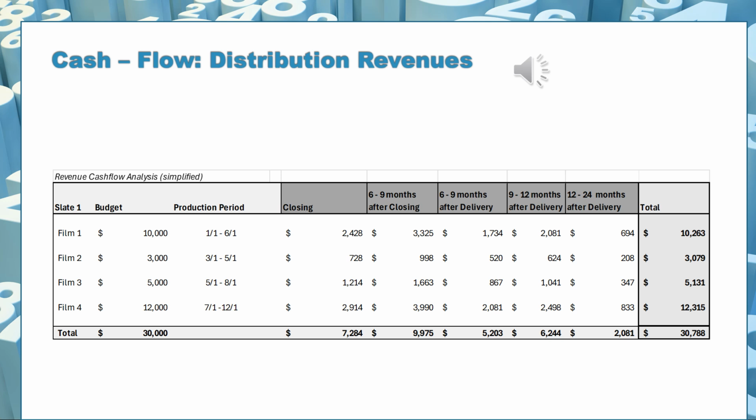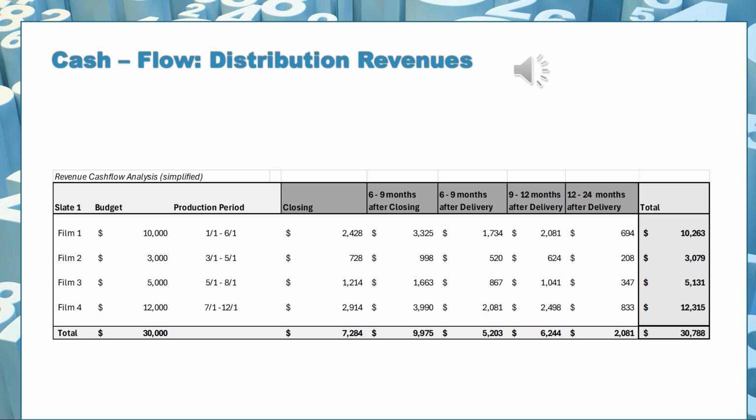9 to 12 months after delivery, we are generating $6,244,000, and 12 to 25 months after delivery of the films, we are generating $2,081,000. So our $30,788,000 revenues are spread over here in connection with the 4 films, their production schedules, and the installment payments, and generating of revenue components over the 2 months is reflected here.